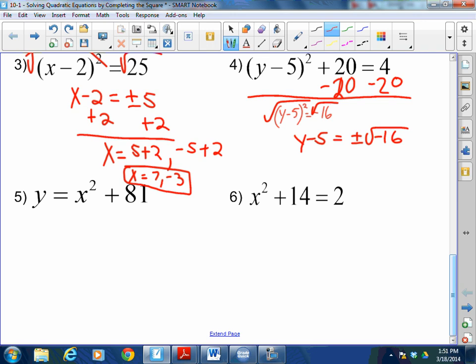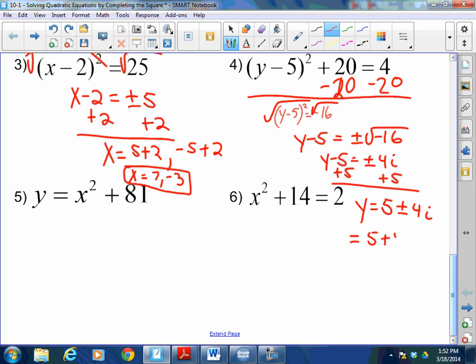But luckily, we have graduated to Algebra 2. What does that mean right there? Thank you, my brothers. So this is y minus 5 equals plus or minus 4i. Add the 5 to both sides. Please pay attention to how you write this. This is y equals 5 plus or minus 4i. What does that mean? It means that it equals 5 plus 4i and 5 minus 4i.